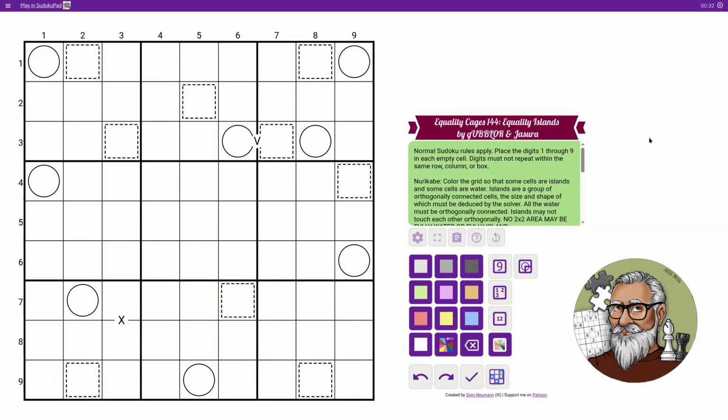Right, let's read the rules. Normal Sudoku rules apply. Place the digits 1 through 9 in each empty cell. Digits must not repeat within the same row, column, or box. Okay. Nurikabe. Color the grid so that some cells are islands and some cells are water. Islands are a group of orthogonally connected cells, the size and shape of which must be deduced by the solver. All the water must be orthogonally connected. Islands may not touch each other orthogonally. Hold on. No 2x2 area may be fully water or fully island.